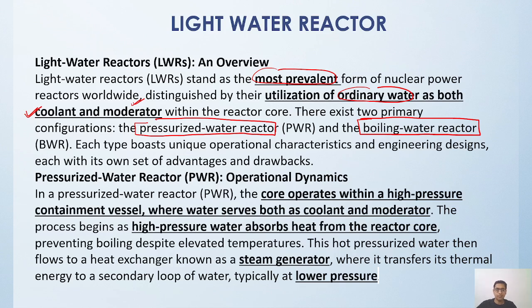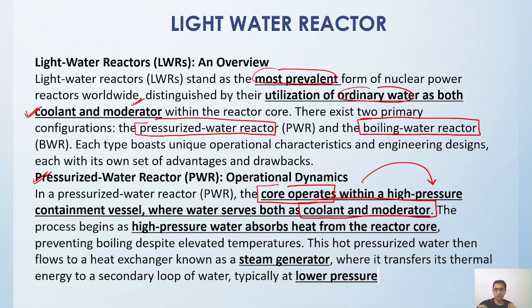So what is happening with the pressurized water reactor? Under the pressurized water reactor, the reactor core will be operating at a very high pressure. Here normal water serves as both coolant and moderator. It acts as a moderator, controlling the speed of the neutrons, and at the same time it acts as a coolant, transferring the heat from the core toward the heat exchanger. High pressure water absorbs heat from the reactor core, and this high pressure also prevents the water from boiling.